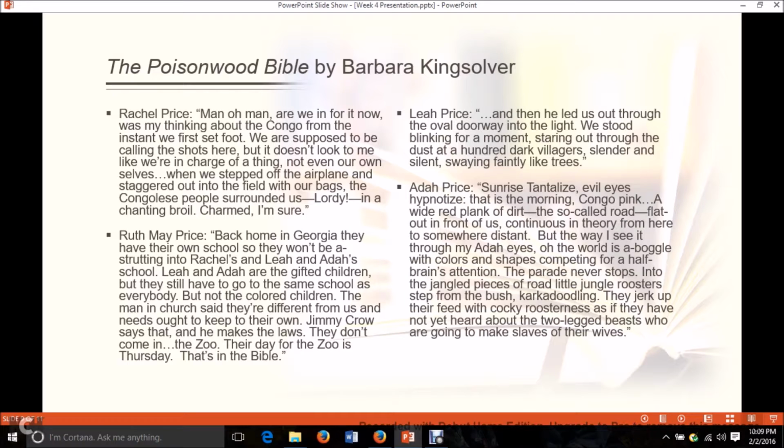And then we have the youngest daughter, Ruth May, and you can see in the style that the writer's trying to create this young persona. I think she's like 6 or 7 years old.